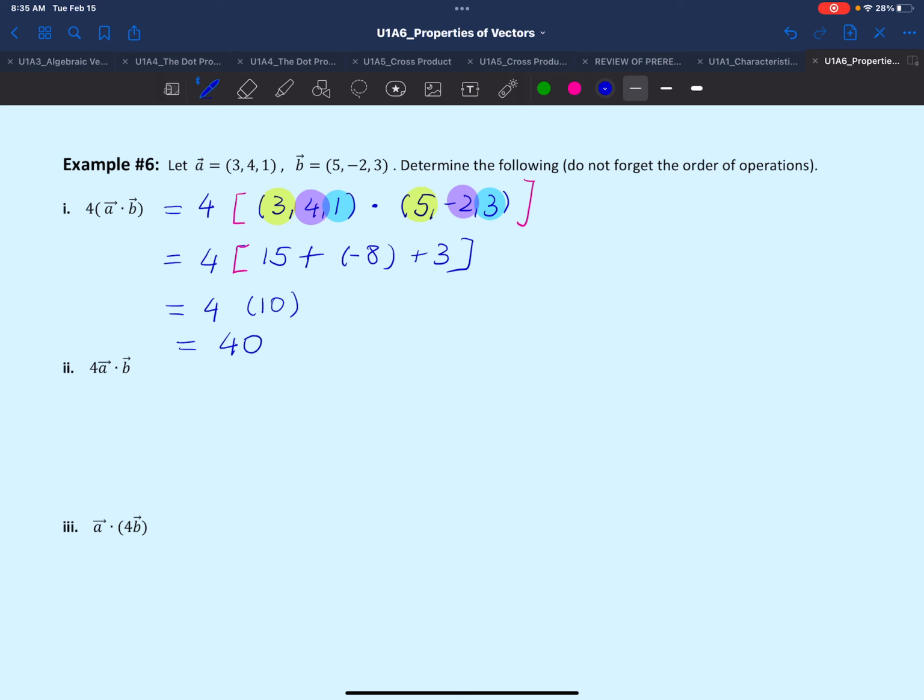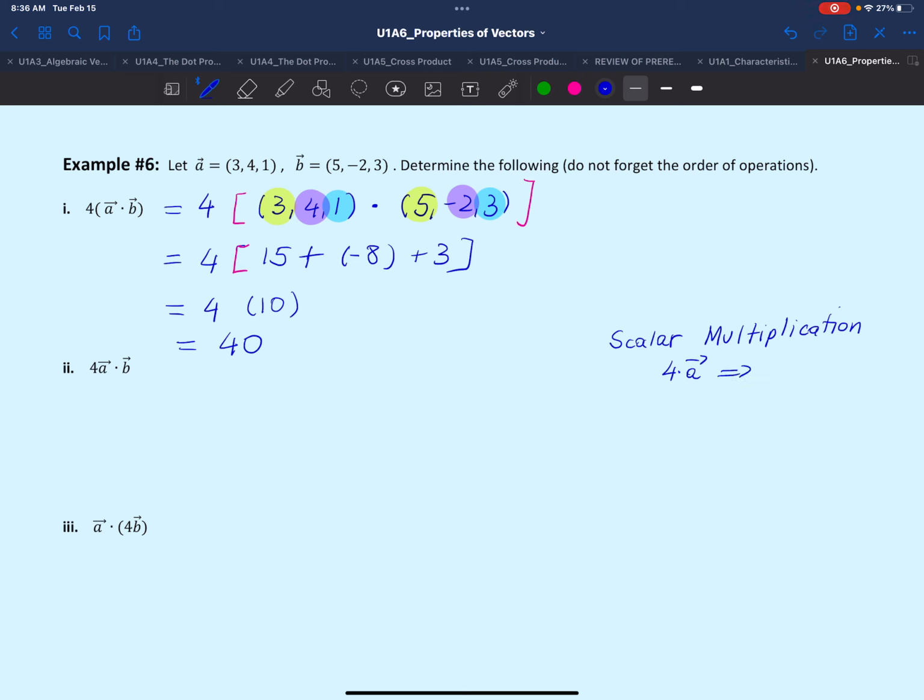Now, let's take a look at 4A dot B. So first, we have to apply the scalar multiplication. And since we're talking about this, I want to clarify two very important definitions that we need to distinguish from one another. We use the term scalar multiplication when we are multiplying a vector by a scalar. For example, 4 multiplied by A, that's scalar multiplication.